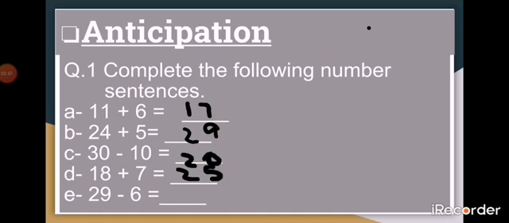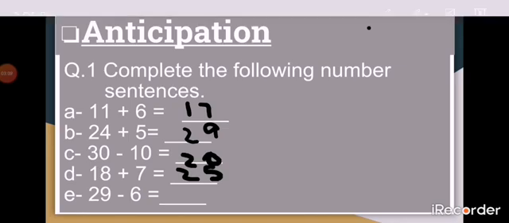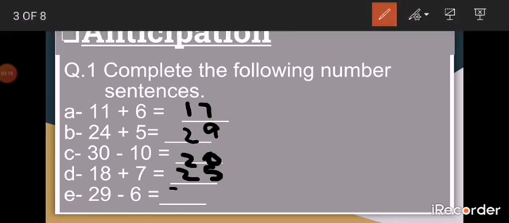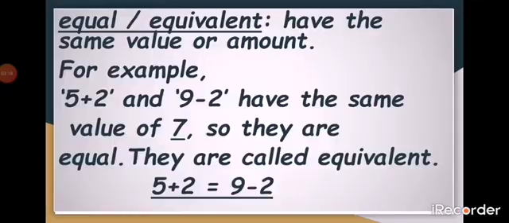29 in mind. Now start counting back. 28, 27, 26, 25, 24, 23. Stop. I have counted 6 numbers. What is the answer? The answer is 23. So write 23 in the given blank. Now we are moving towards our today's work.